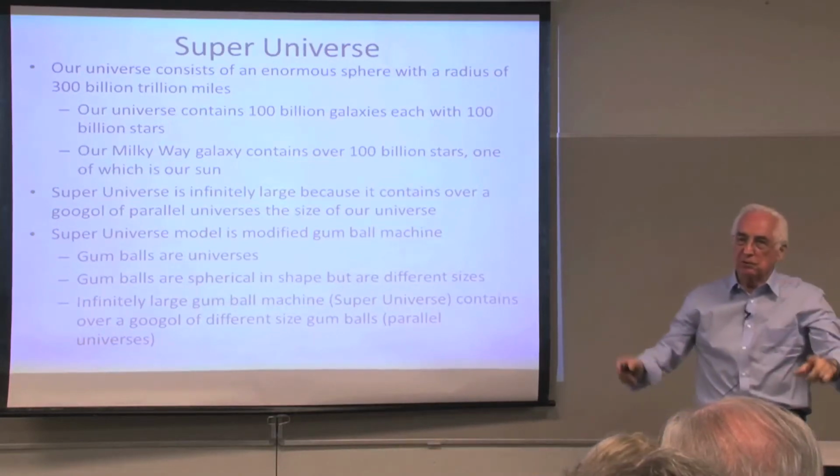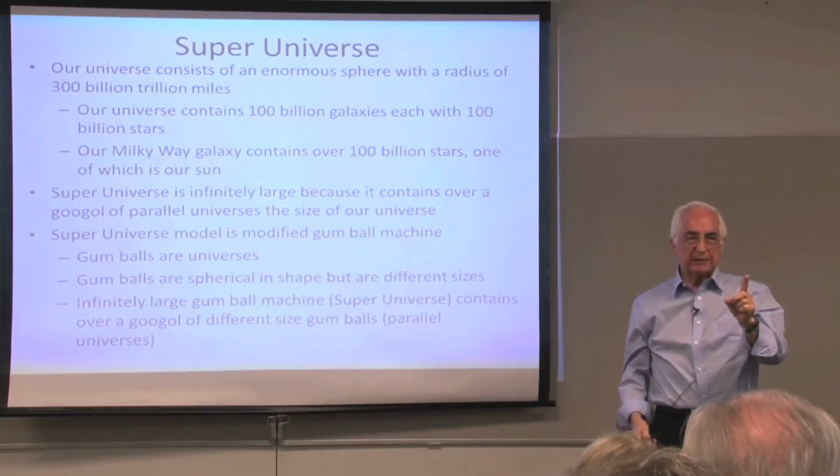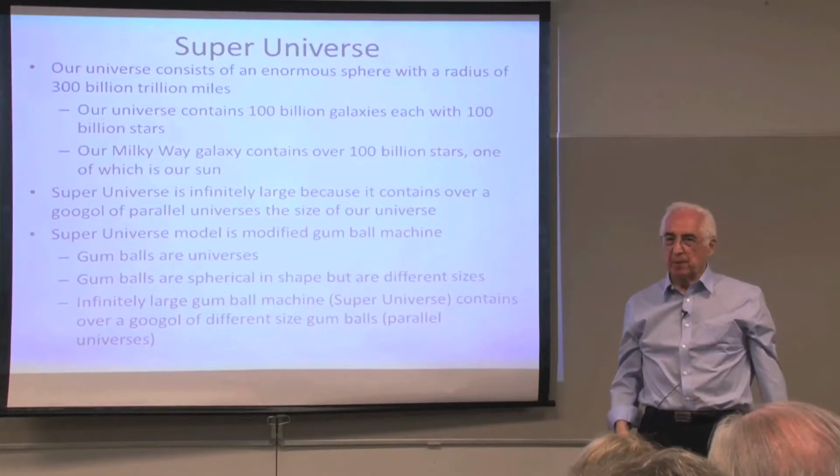First of all, our universe is really an enormous sphere which has a radius of 300 billion trillion miles. And the other reason is the most powerful telescope we have on Earth, the Hubble Space Telescope, can only see 90 to 95% of our gumball, our universe. It cannot see the last 5 or 10% of our universe. It cannot see the edge of the gumball or the boundary of our universe, and therefore it cannot see over the boundary to detect these other gumballs outside of our universe.